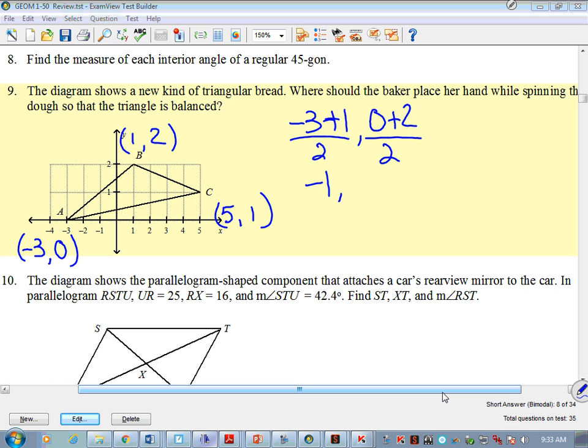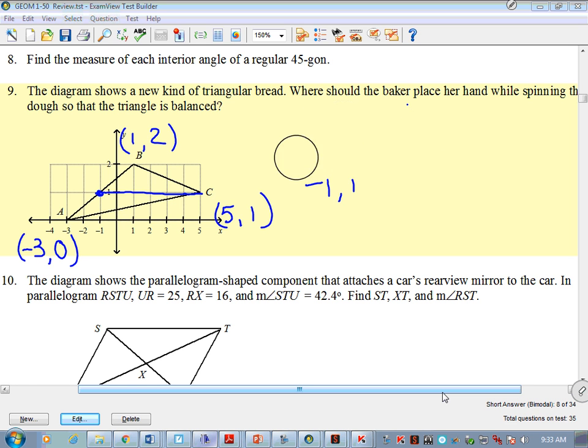Took care of it. Okay, -3 plus 1 is -2. -2 divided by 2 is -1. On our other side, 0 plus 2 is 2. 2 divided by 2 is 1. So my midpoint over here is -1, 1. Hey, that's really nice. It comes out right there. Okay, and I'm going to go ahead and draw that line all the way across to the opposite vertex, thus giving me a median.